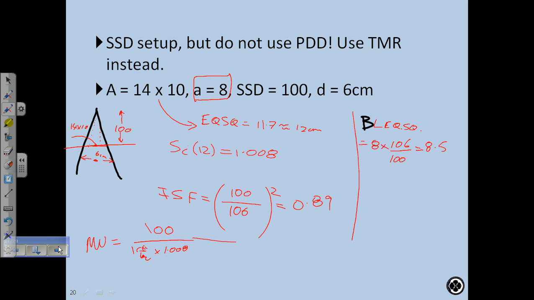You mean S_P? S_P of 8.5 is 0.994. Okay. What else? The inverse square, 0.89. Now we need to go, and what field size are we going to use for TMR? 8.5. 8.5 at depth 6. Okay, so what is that?